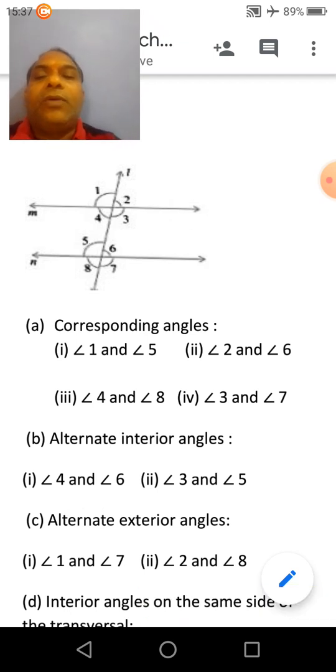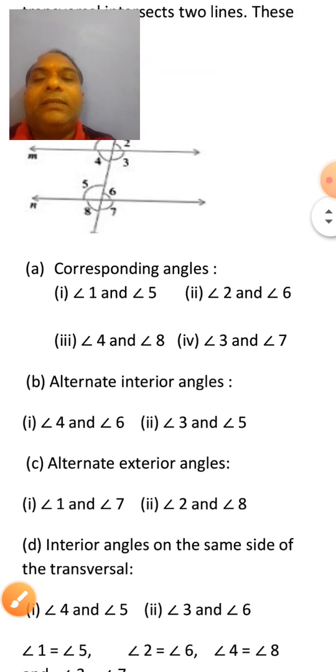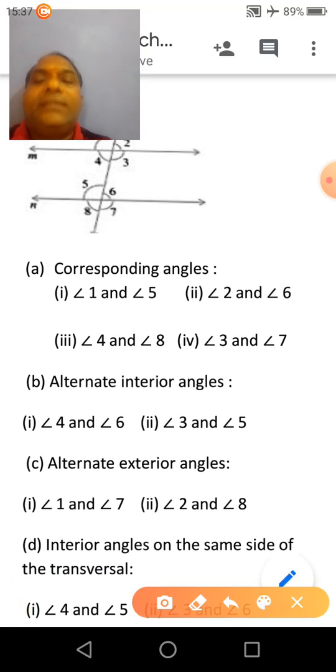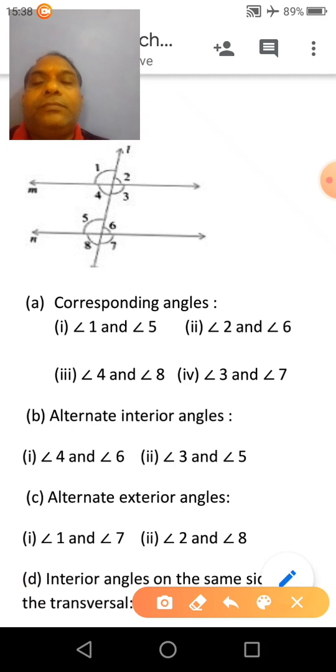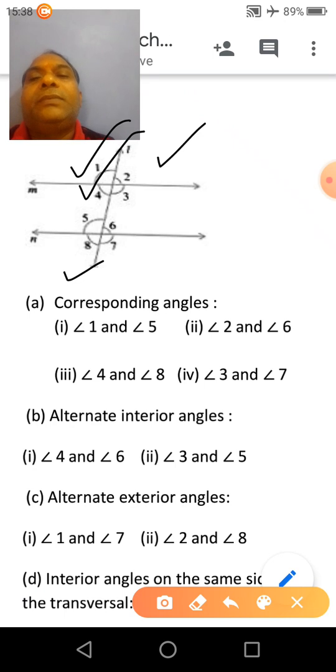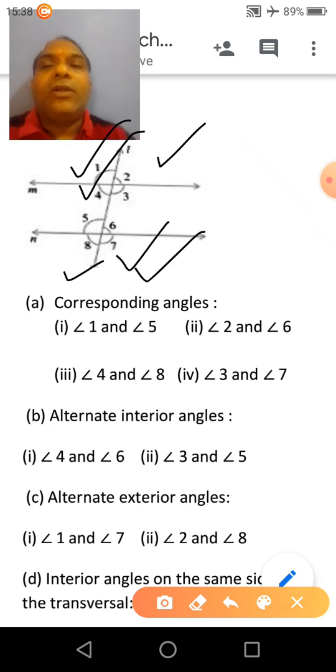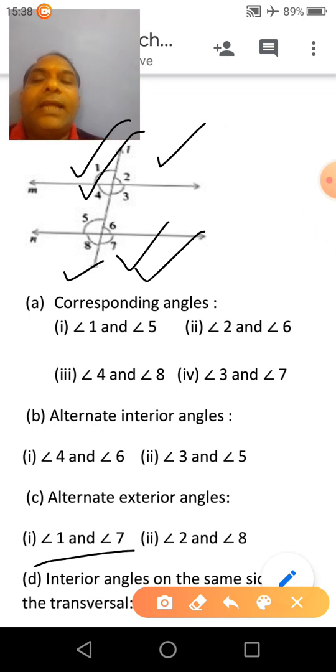Now alternate exterior angles. Alternate exterior angles are angle 2 and angle 8, angle 1 and angle 7. These are alternate exterior angles. Clear? Angle 1 and angle 7, and angle 2 and angle 8. These are alternate exterior angles.